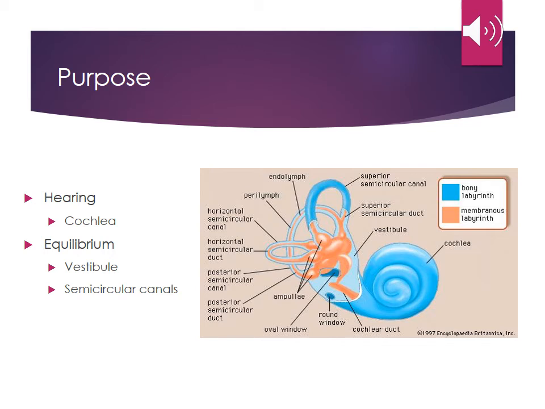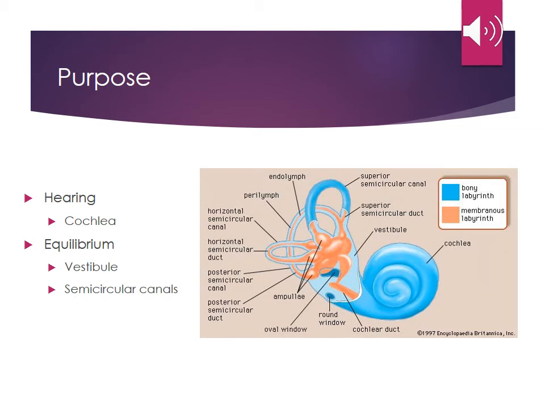Within the bony labyrinth is a membranous labyrinth colored in orange, which is also divided into 3 parts. You'll learn more about these on the following slide. One part of the membranous labyrinth is the cochlear duct, the part of the inner ear involved in hearing. The vestibule and the semicircular canals are involved in the sense of equilibrium.